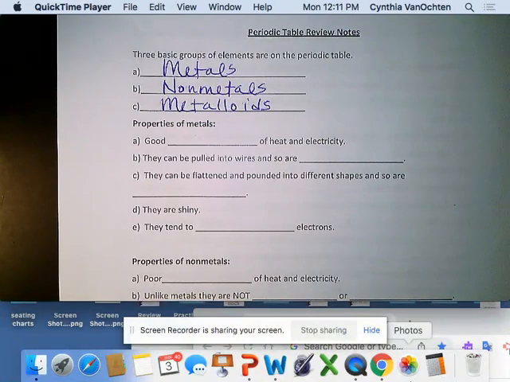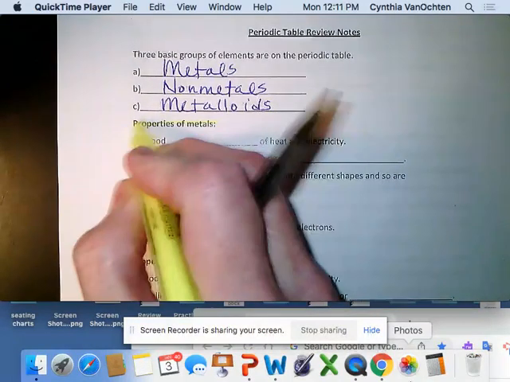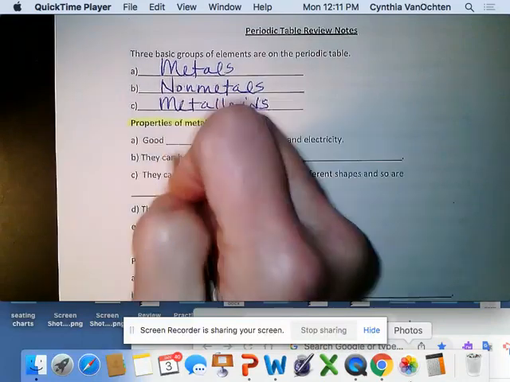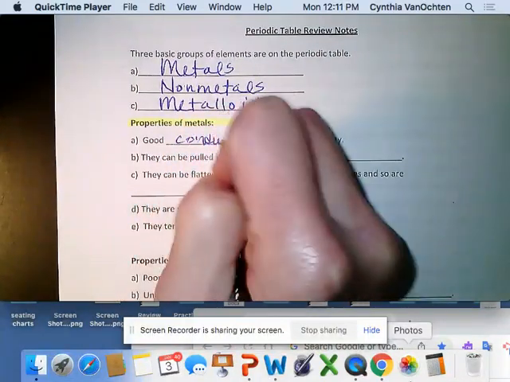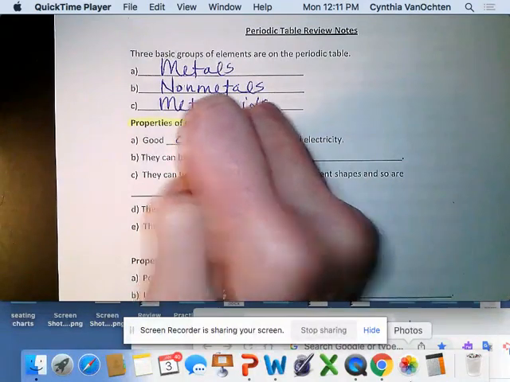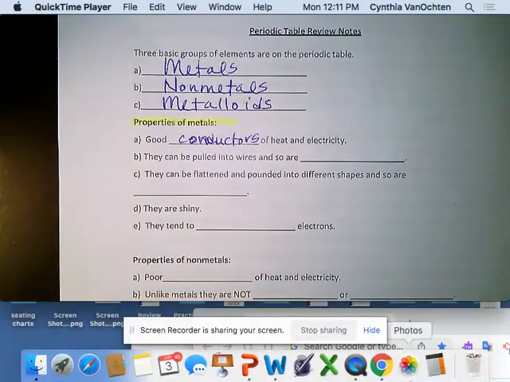Your properties of metals, they tend to be good conductors of heat and electricity. So that's a physical property. And what that means is they can move heat and electricity. So if you have a metal spoon and you put it in a hot pan of soup on the burner and you touch the spoon, it's going to feel hot. And that's because metals can move or conduct heat energy. We also know that we use metals in wiring for electrical appliances because metals will allow the electricity to flow.